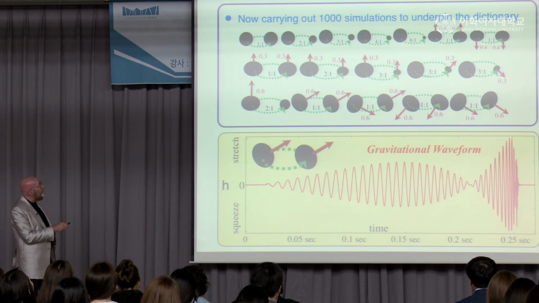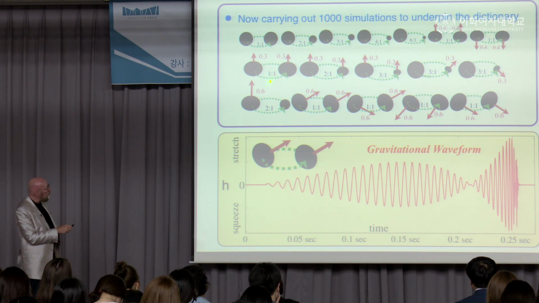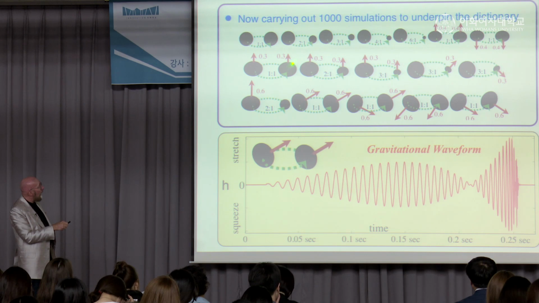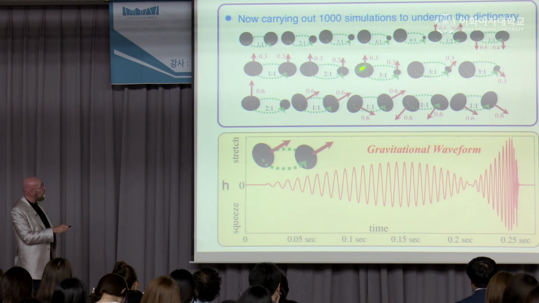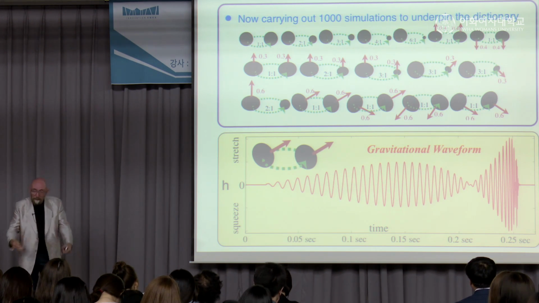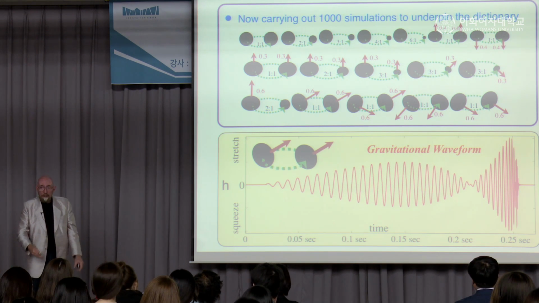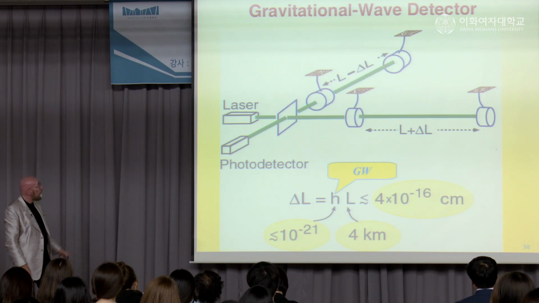We are now carrying out about 1,000 simulations with black holes that have different orientations of their spins, different magnitudes of spins, different ratios of sizes or masses, in order to be a foundation for analyzing the data from our gravitational wave detectors.